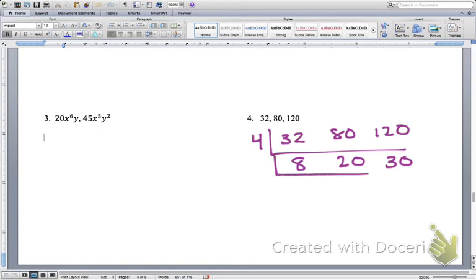Now I'm going to see what else divides these. These are all divisible by 2 because they're all even. So that's going to give me 4. 2 times 4 is 8. 2 times 10 is 20. 2 times 15 is 30. Now we go ahead and check what divides all of these numbers. So I know 4 only divides by 2. It goes into 10, but it does not go into 15.